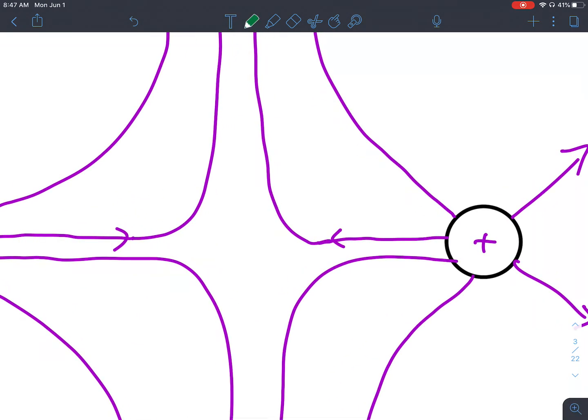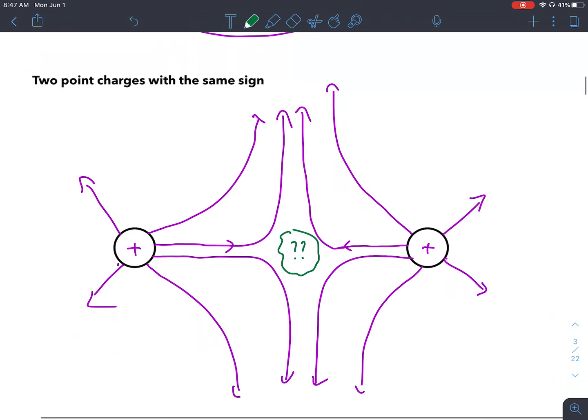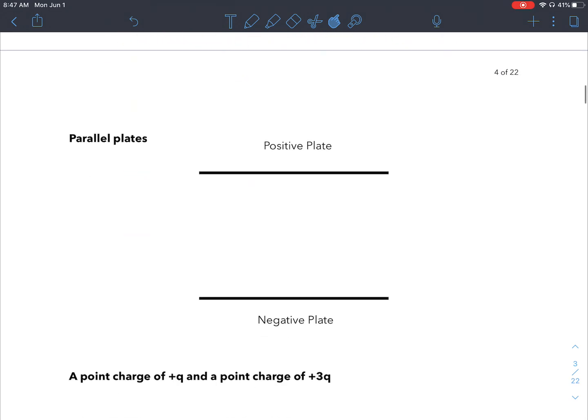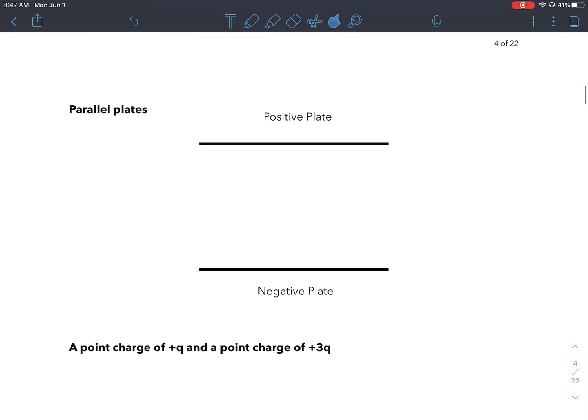Okay? Now, something we're going to talk about in class. What happens here? Right in the middle. Okay? What happens? We don't know. Nobody knows. Let's talk about it in class. I want you to think about it. Okay? So those are two charges with the same sign. We can really have whatever orientation we can.